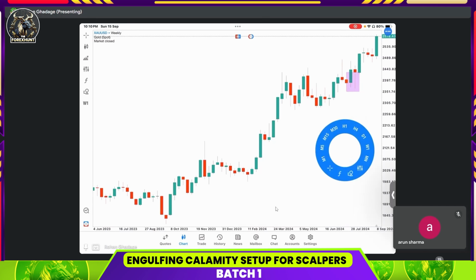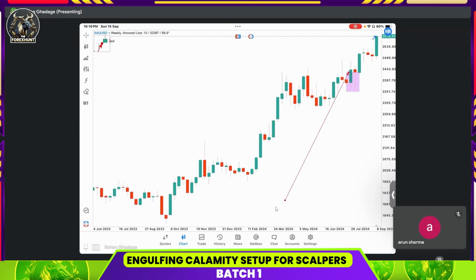So how do we determine the direction in the weekly time frame? We have a weekly engulfing buy. Let the market enter your zone.